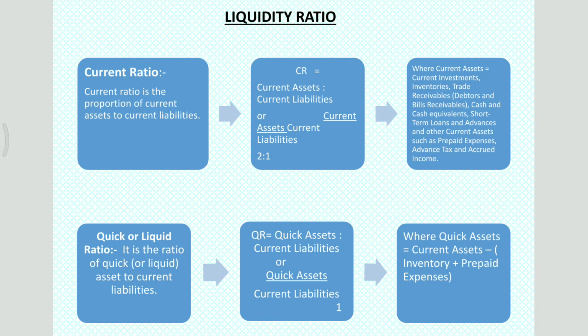For your reference, I have written there what things we can take for current ratio as current assets and liabilities. So first come to the current assets. Current assets here are taken as current investment, short-term investment and marketable securities, inventories.